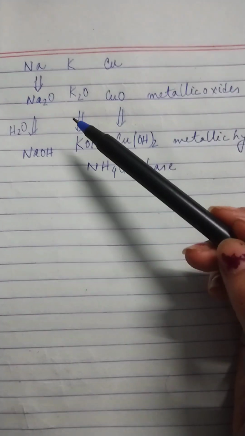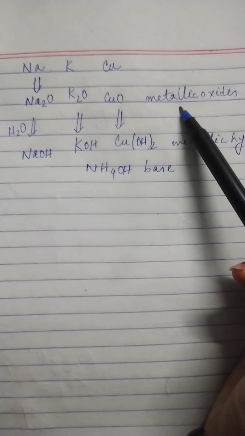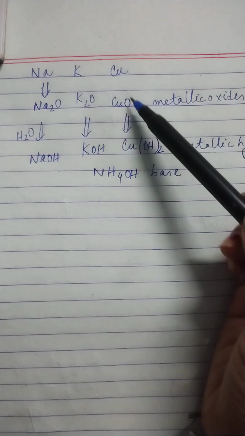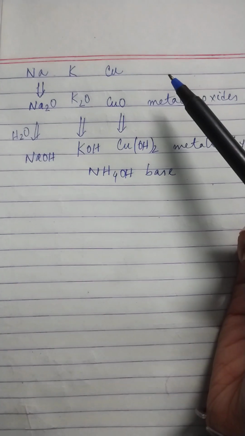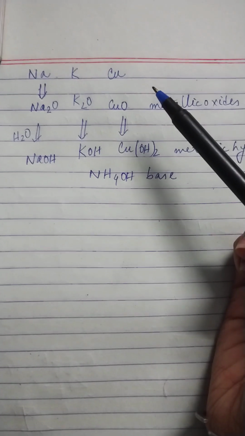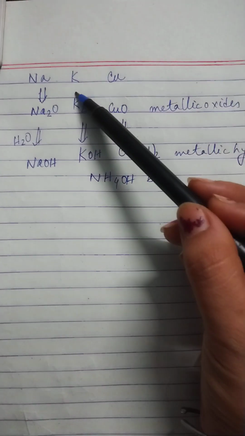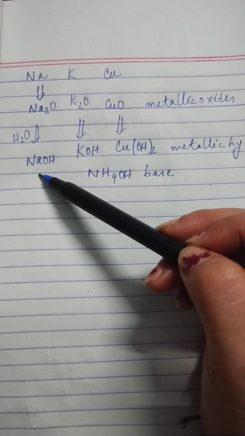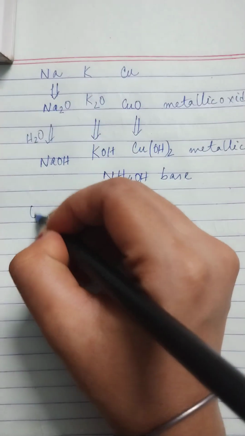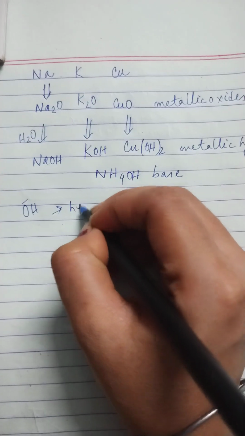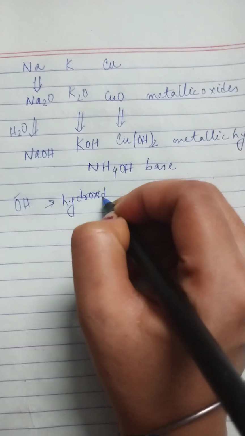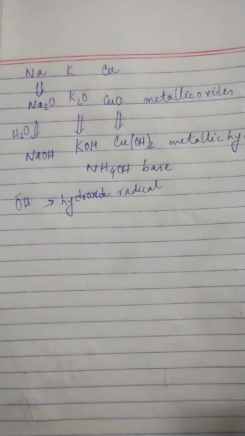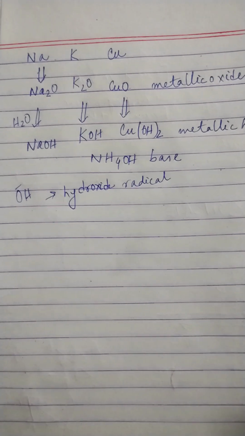When they react with oxygen, they form their respective metallic oxide. Sodium forms sodium oxide, potassium forms potassium oxide, copper forms copper oxide. Similarly, magnesium will form magnesium oxide, calcium will form calcium oxide, and so on. So when the metals react with oxygen, they form metallic oxides, and when they react with water, they form their respective hydroxide. Hydroxide means OH minus is the hydroxide radical.